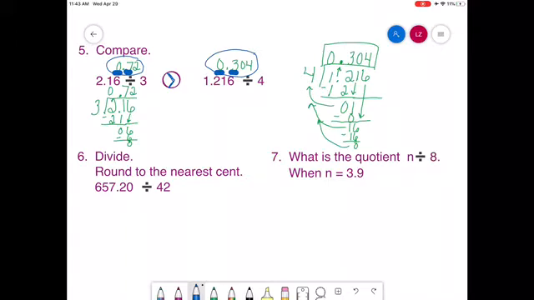All right. Let's go on to number 6. Divide, round to the nearest cent. Be careful if you want to round to the nearest cent. That means you're rounding to the nearest hundredths spot. So you are going to need to divide all the way out to the thousandth spot so that you have a judge for whether the hundredth spot is going to be raised up or left the same. Go ahead and pause and we will see if you got your answer right.